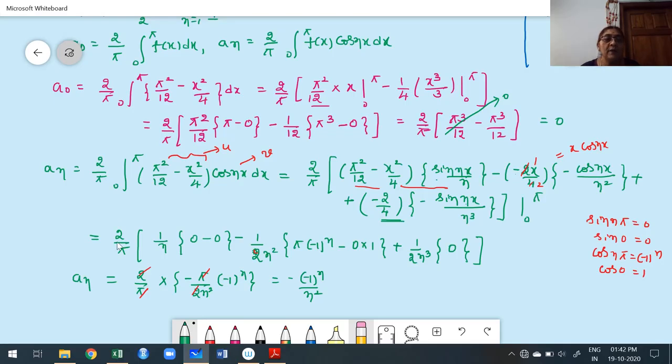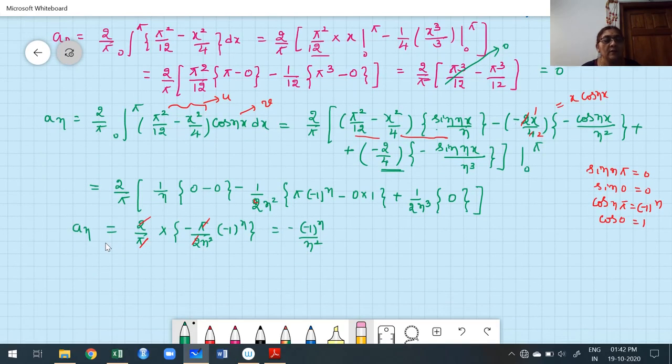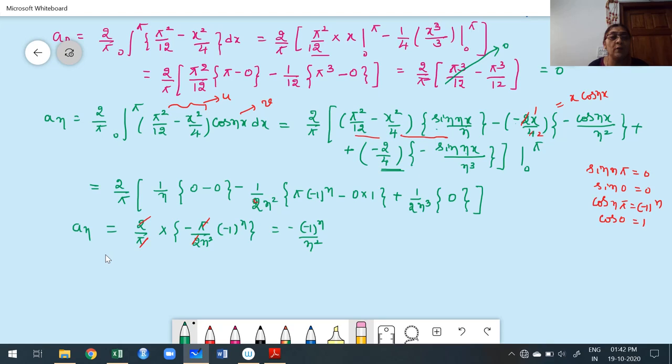Once we get a_n, don't immediately take the next step. First verify for what value of n the denominator is 0. Why am I worried about n in the denominator? Once the denominator is 0, we get infinity.